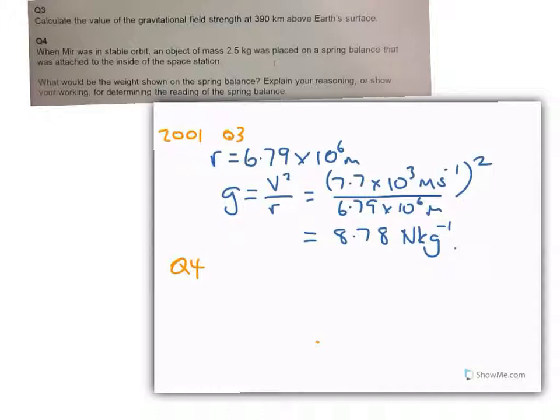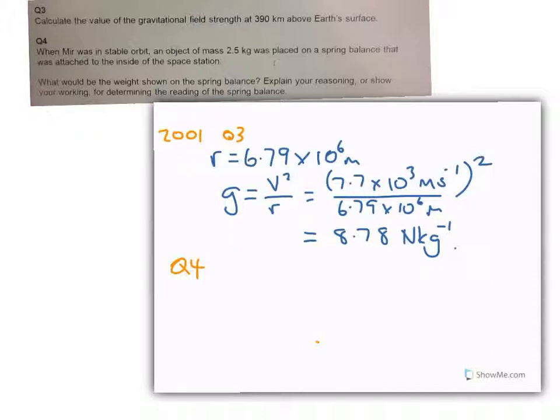And that says, when Mir was in stable orbit, an object of mass 2.5 kilograms was placed on a spring balance that was attached to the inside of the space station. So what would be the weight shown on the spring balance? Explain your reasoning and show your working for determining the reading of the spring balance.